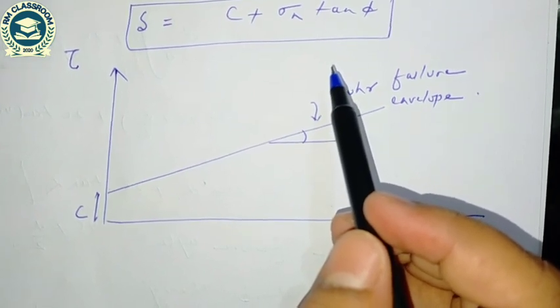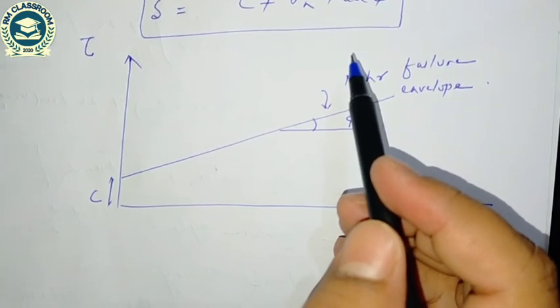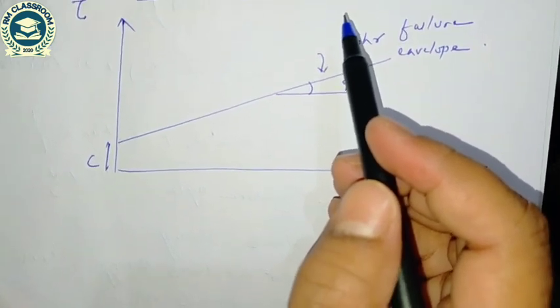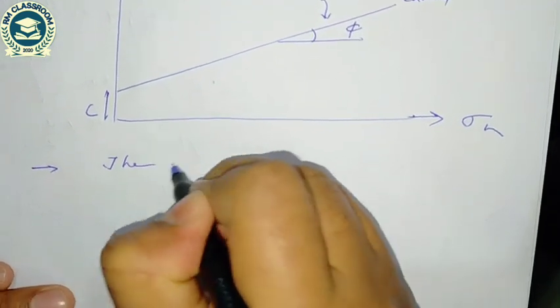Hence the above theory is modified and improved by the father of soil mechanics, that is Terzaghi, which is called modified Mohr-Coulomb theory.